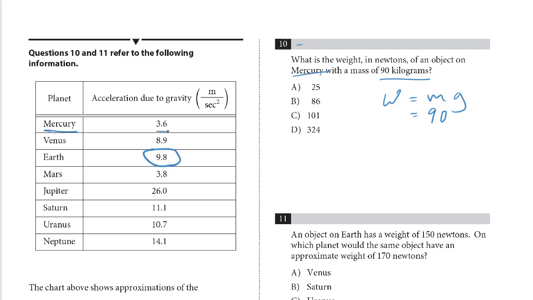On Mercury, that's 3.6. So it's 90 times 3.6, which is roughly 3 times 90 is 270, plus another 54. It's going to be 324. The correct answer for 10 is D, 324. Note, none of the other answers are even close. You can use estimation to get an exact answer, even on the calculator side of the exam.